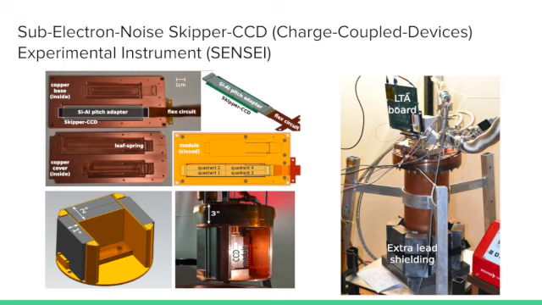So as you can see, the sub-electron noise skipper CCD experimental instrument is not very complex. The CCD stands for charge coupled devices, which is where the dark matter scattering occurs. Other than that, there's a copper base and copper exterior. And you can see that there is an extra lead shielding in the bottom where the electron exciting occurs.